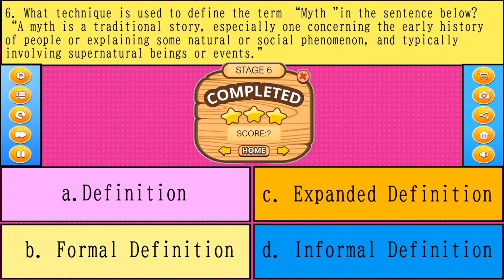Number 6. What technique is used to define the term myth in the sentence below? A myth is a traditional story, especially one concerning the early history of people or explaining some natural or social phenomenon, and typically involving supernatural beings or events. Answer is B. Formal definition.